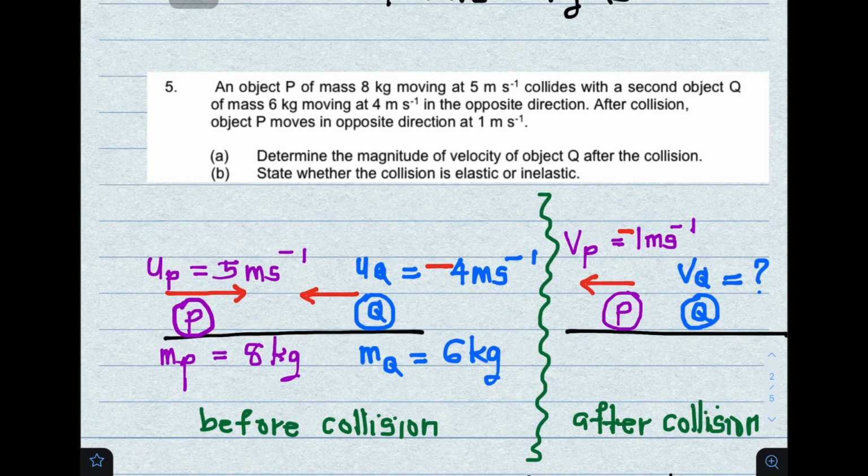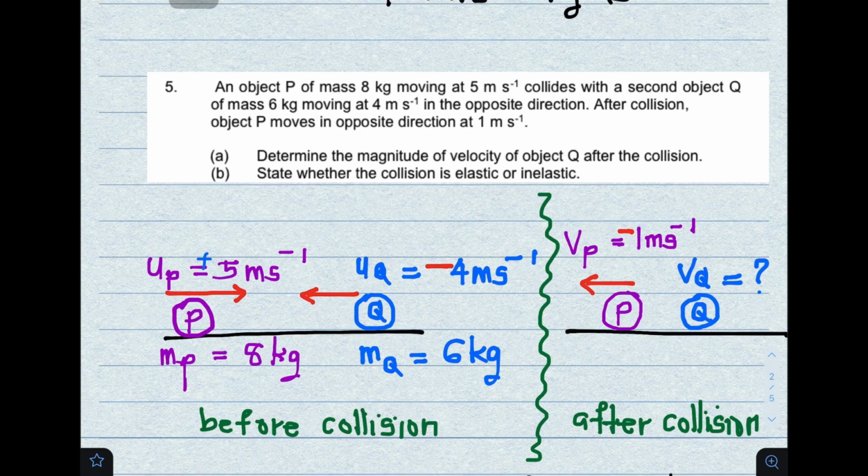Okay, so from the question given, I will come up with a diagram to show what happened before collision and what happened after the collision. We start with the before collision. I have the object P with the mass 8 kg and it will move to the right with the initial velocity of 5 meter per second. When it moves to the right, I will consider that the value of 5 here is positive because it's moved to the right.